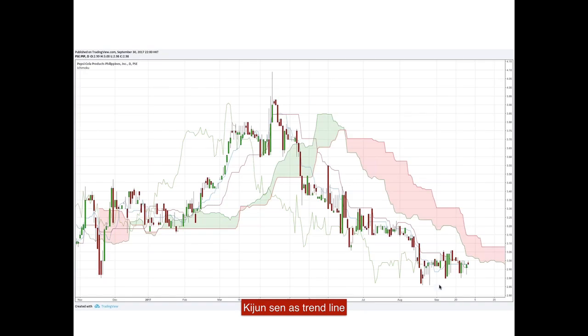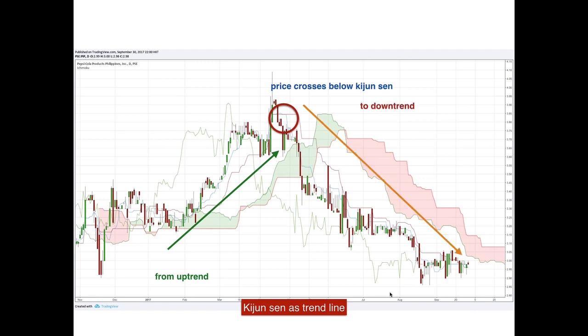The opposite happened in this chart. Price had been on an uptrend, trending above the Kijun-sen line. And then price started to break below the Kijun-sen. The result was a downtrend. So there was a change in roles. From a previous support, the Kijun-sen became a resistance. And the trend shifted from bullish to bearish.